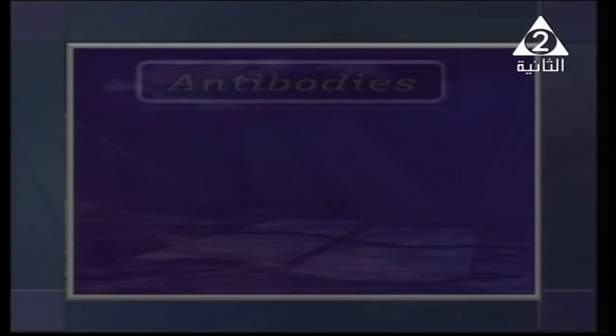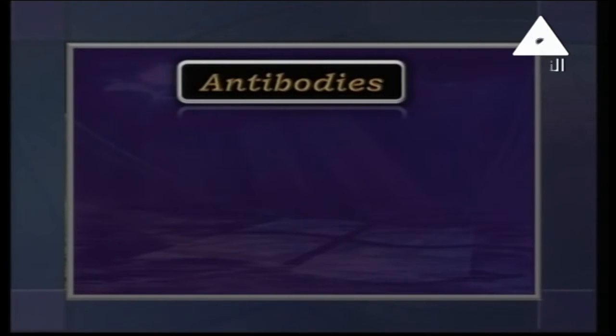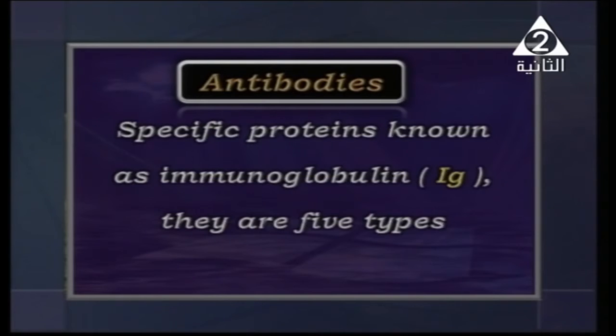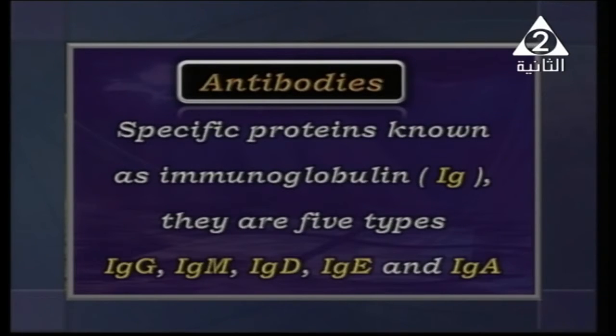But the question here is that antibodies are also specific proteins. They are known as what? As we see in the picture, immunoglobulin. Ig here is short for immunoglobulin. There are 5 types: IgG, IgM, IgD, IgE, and immunoglobulin what? A. And each type has its own function.